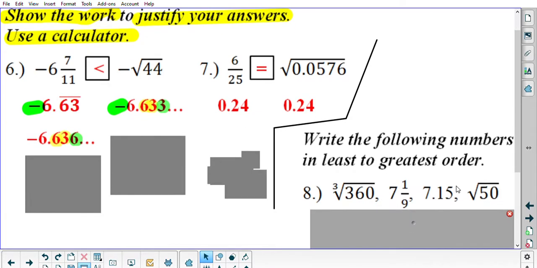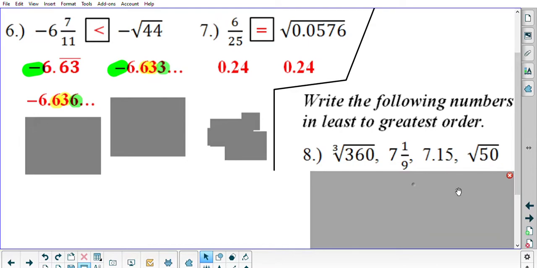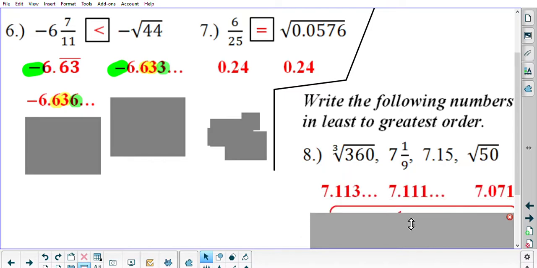All right, problem number 8, putting the following numbers in least to greatest order. Again, did you show the work? Did you show me the decimal values of each of these numbers? The cube root of 360 is 7.113. If you did not get 7.113, I bet you accidentally did the square root of 360 instead of the cube root of 360. So please be careful. Make sure you did your cube root function of your calculator or computer's calculator or cell phone's calculator.